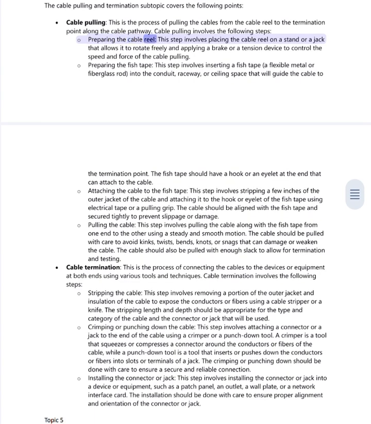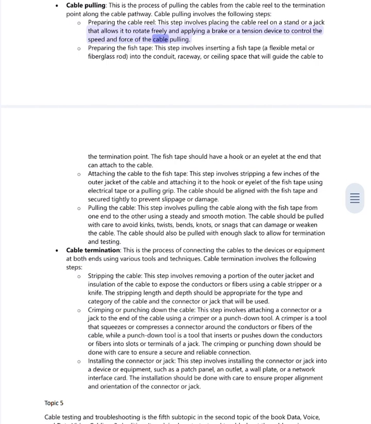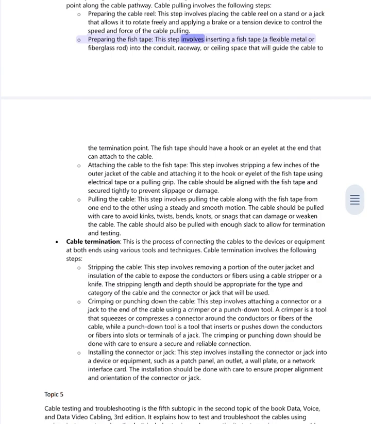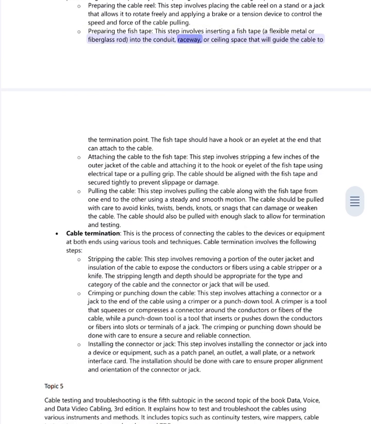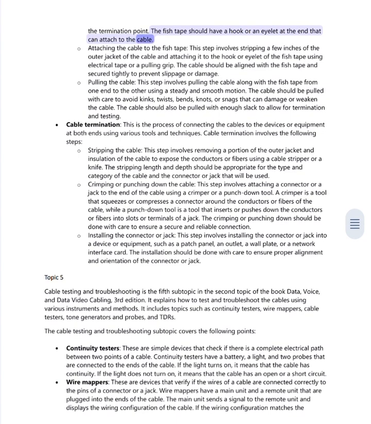Preparing the cable reel. This step involves placing the cable reel on a stand or a jack that allows it to rotate freely and applying a brake or a tension device to control the speed and force of the cable pulling. Preparing the fish tape. This step involves inserting a fish tape, a flexible metal or fiberglass rod, into the conduit, raceway, or ceiling space that will guide the cable to the termination point. The fish tape should have a hook or an eyelet at the end that can attach to the cable.